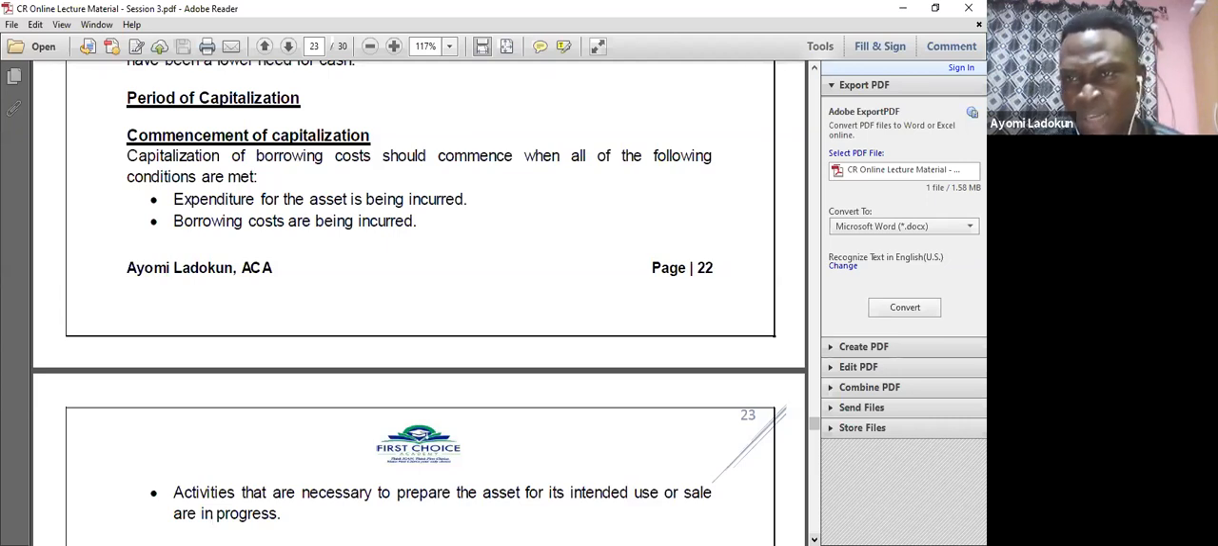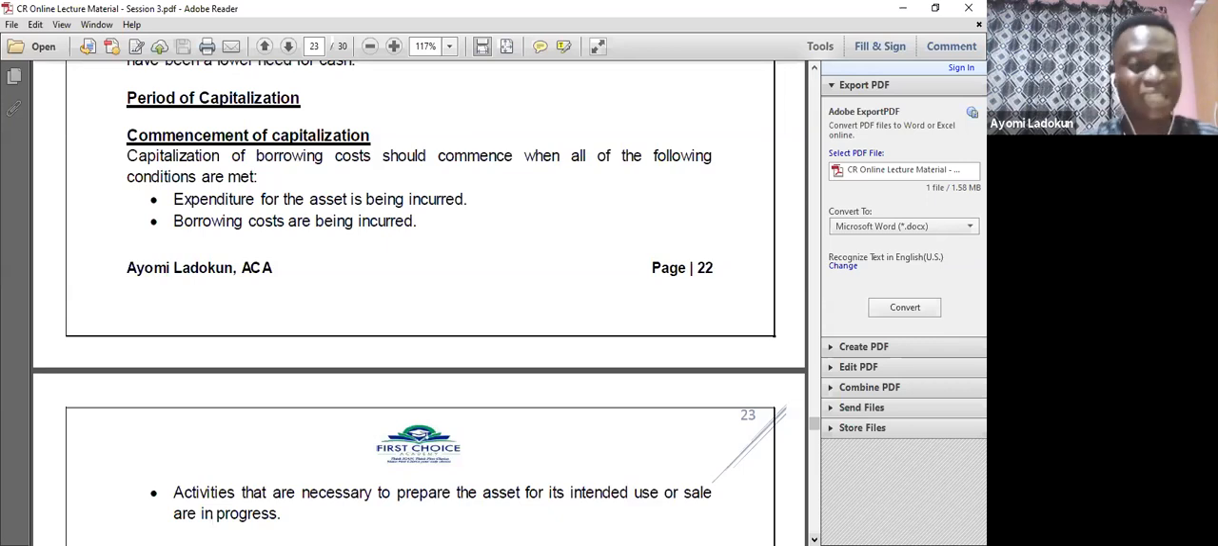Now let me give you another example. I started construction in January, that means expenditure has started. I started construction January 1, 2020. Expenditure has commenced, but I borrowed money in February. When will I start borrowing costs? Class, when will I start borrowing costs? I started construction in January, but I borrowed money in February. When will I start borrowing costs? January? You're on your own. You will start borrowing costs in February because that is when you incurred borrowing costs.